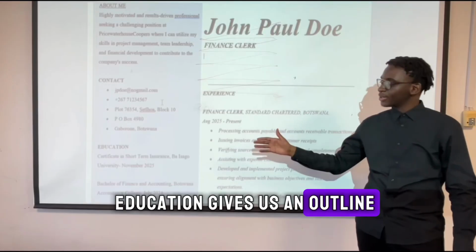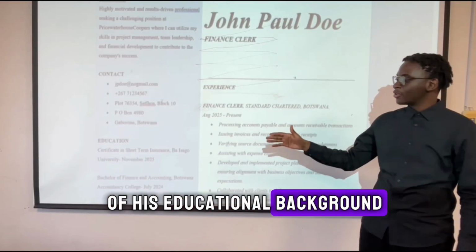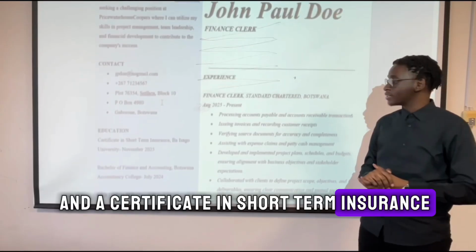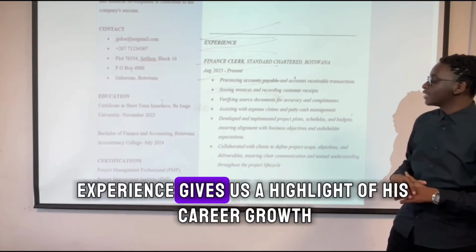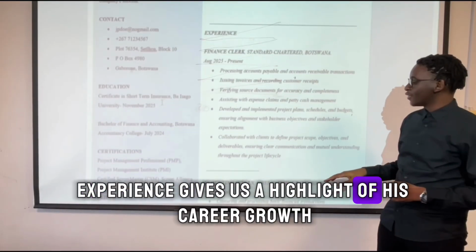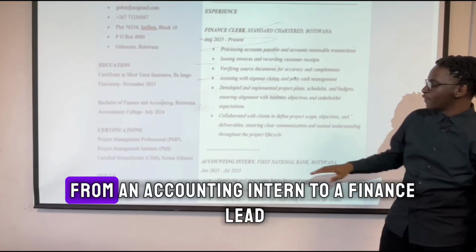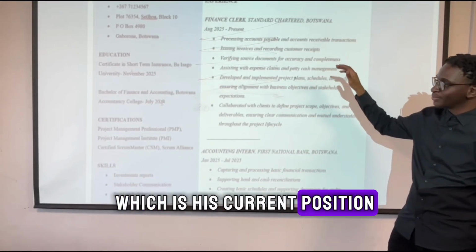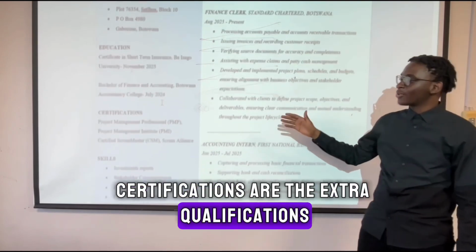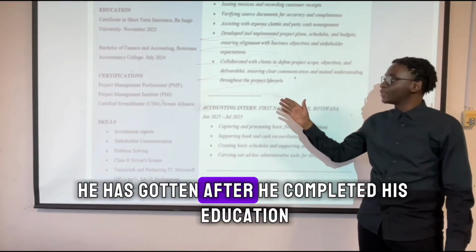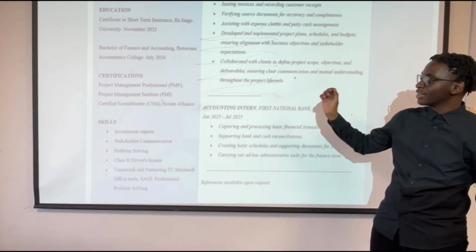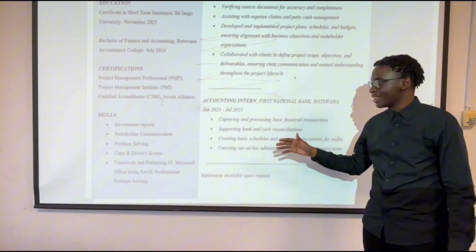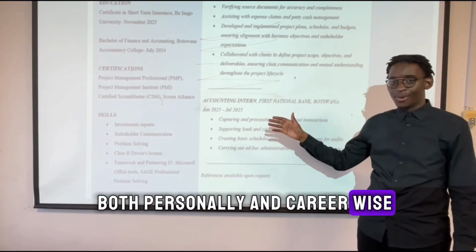Education gives us an outline of his educational background, being a Bachelor of Finance and Accounting and a certificate in short-term insurance. Experience gives us a highlight of his career growth from an accounting intern to a finance clerk, which is his current position. Certifications are the extra qualifications he has gotten after he completed his education. Skills give an outline of his competencies, both personally and career-wise.